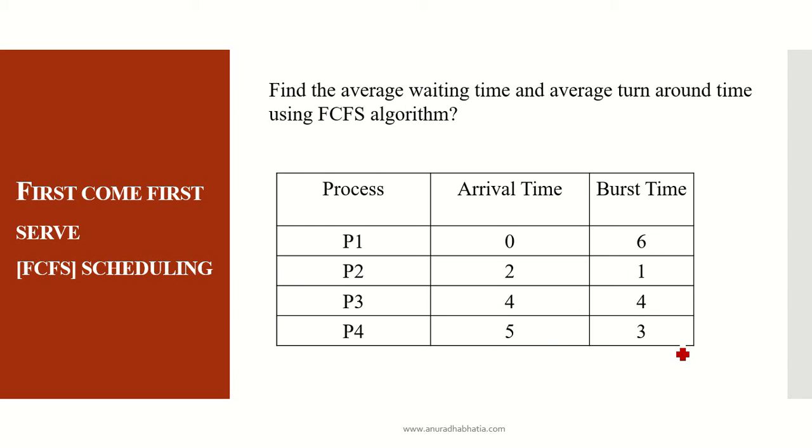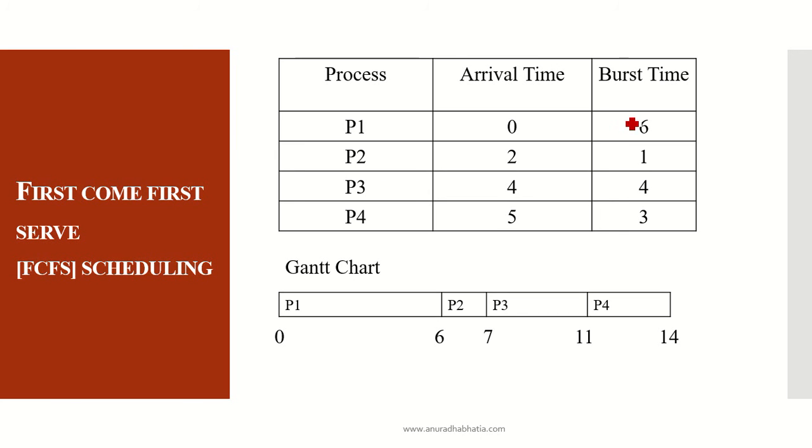Now let's take another example where we have been given the arrival time of the processes and the burst times for the processes. Find the average waiting time and average turnaround time using the FCFS algorithm. Now let's start. For these processes, depending on the burst time, we calculate the average waiting time. But first we draw the Gantt chart.